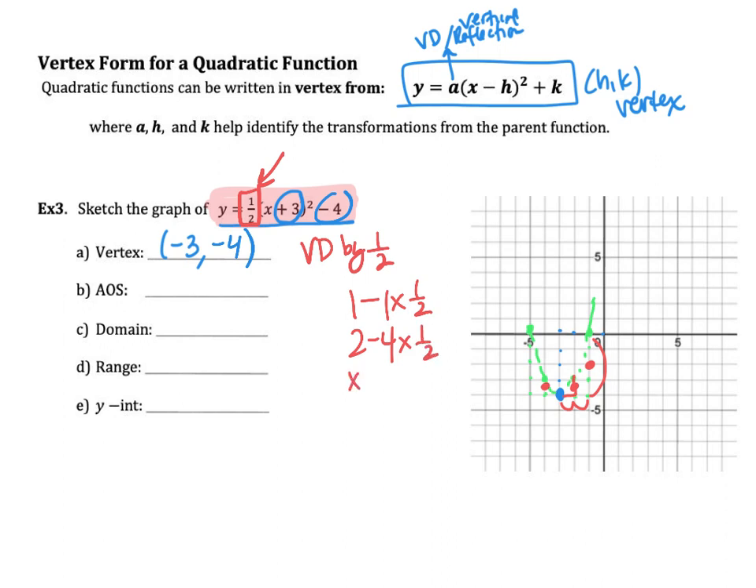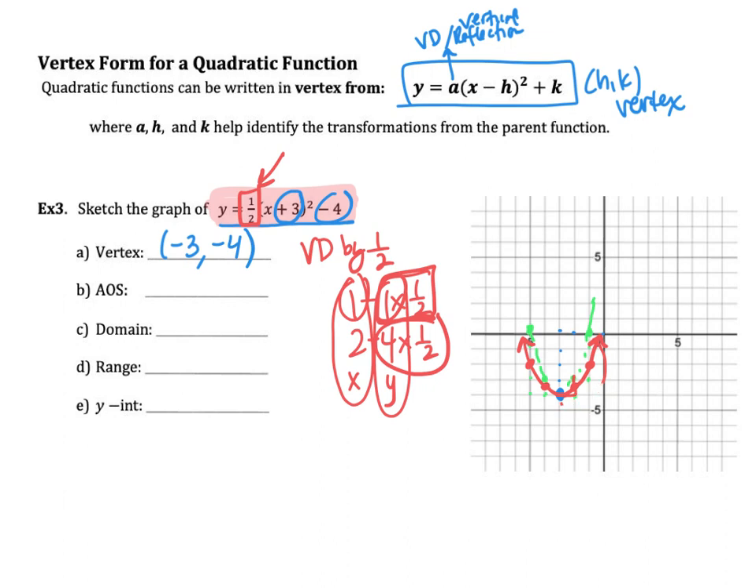This is your horizontal movement, this is your vertical movement. So I go right 1, up 1. Nope, I go right 1, up 1/2 instead. And then right 2, up 4. Nope, I multiply that by 1/2 because of my vertical dilation, so I go up 2 instead. It's symmetric, so here is your parabola.